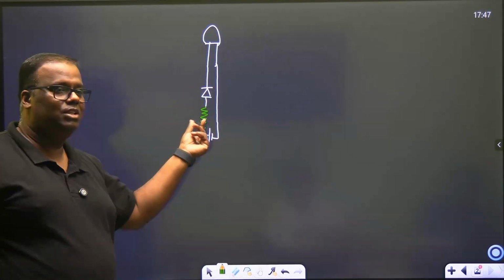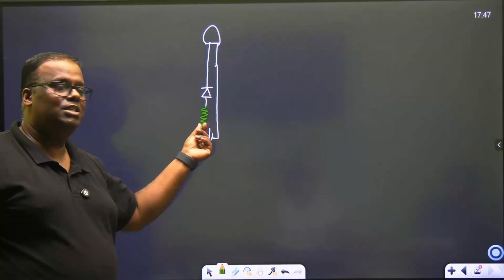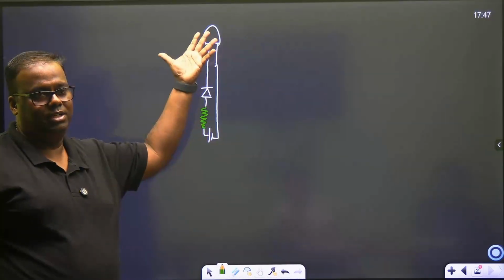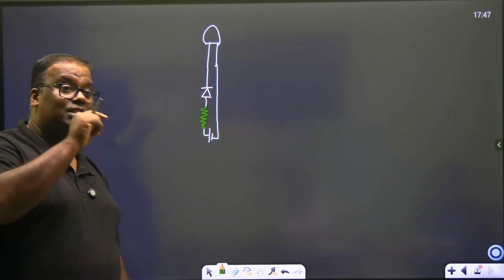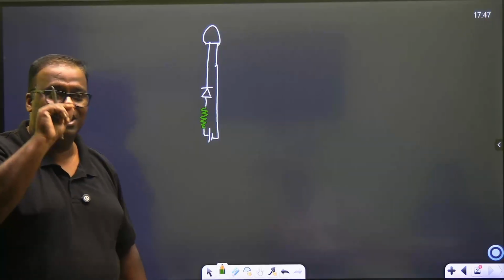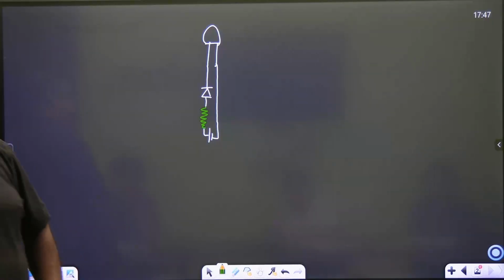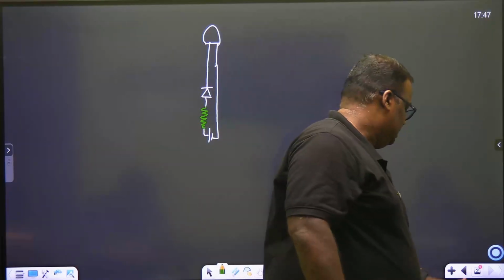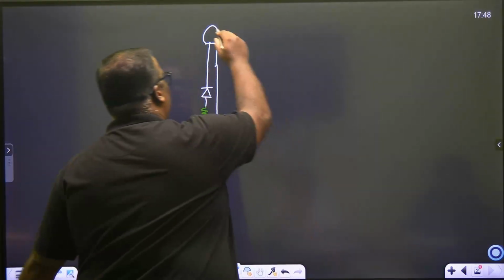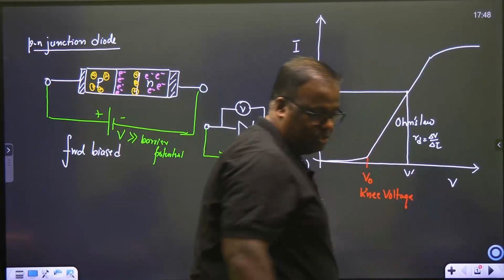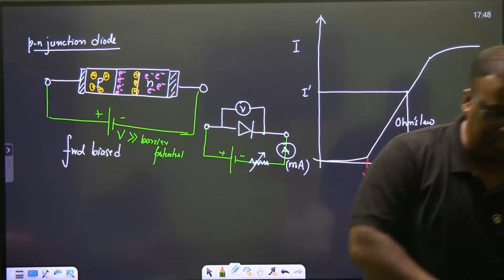Go on reducing this resistance. At a particular resistance, this diode will start glowing bright. That means for that resistance, the voltage that you get is actually the knee voltage. You have just overcome the barrier potential. Are we fine? Have you understood this concept? Any doubt on forward bias? So I'll just see if I missed out anything on forward bias.